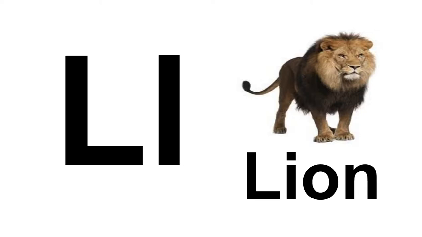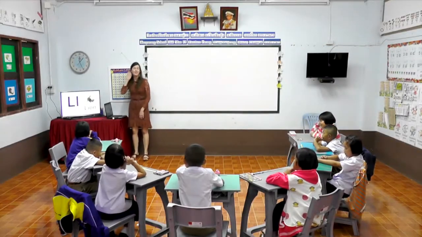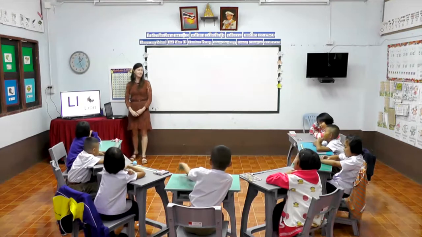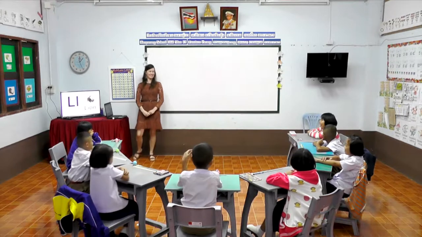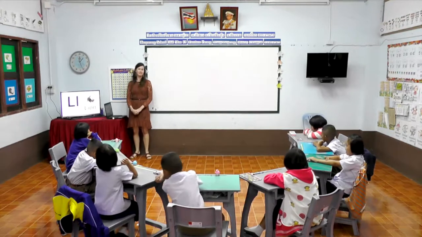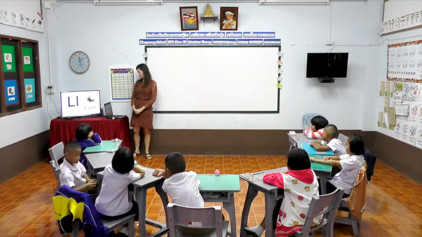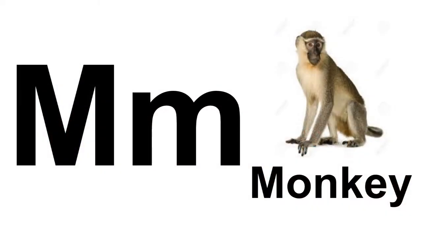He's a lion. La, la, lion. La, la, let go. That's right. What letter comes after L? M. Here's our letter M. Monkey. And we have a little monkey, that's right. Ma, ma, monkey. Ma, ma, monkey.